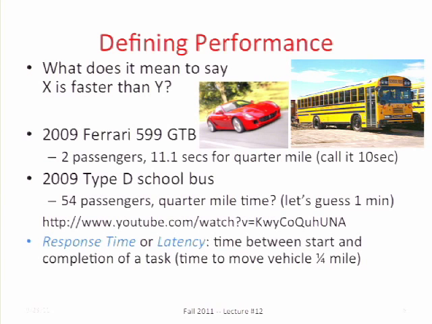Okay, so if your idea of performance is what we call either response time or latency, that is, how long does it take to do something, then the Ferrari is pretty fast, right? So if the question is how fast can I go, how fast can I do a quarter mile? Well, clearly the Ferrari is 6 times faster, let's say, than the school bus. Okay, so if you're thinking of buying that Ferrari, it seems like a good idea.